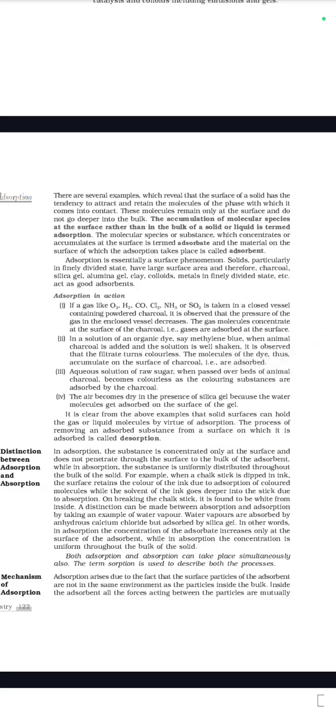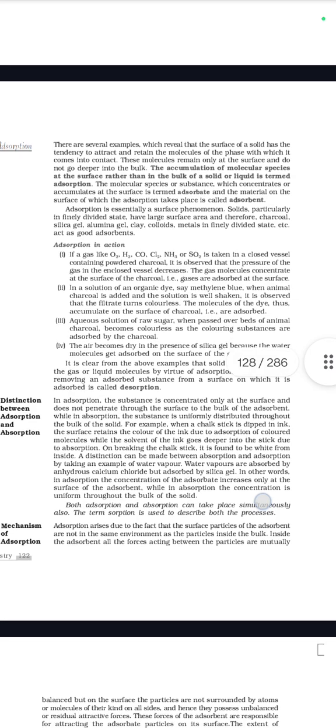Adsorption in action. If a gas like O2, H2, CO2, Cl2, NH3 or SO2 is taken in a closed vessel containing powdered charcoal, it is observed that the pressure of the gas in the enclosed vessel decreases. The gas molecules concentrate at the surface of the charcoal. Gases are adsorbed at the surface.